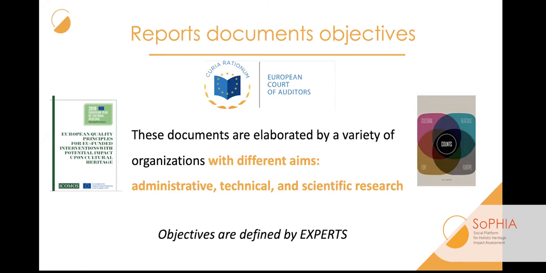And another shortcoming, which is a general one, is that these objectives are defined by different kinds of experts. They can be administrative experts, like the European Court of Auditors, which highlights very technical and precise shortcomings considering the cultural interventions. Or they can be experts like researchers or technicians. Therefore, there is a new approach that the SoPHIA project underlined, and is, please Lucia, can you go on?